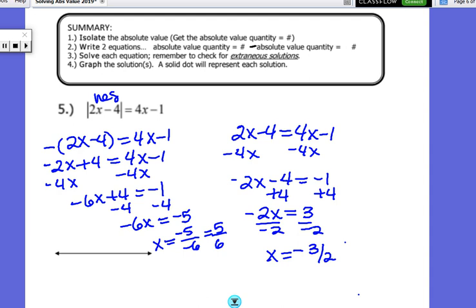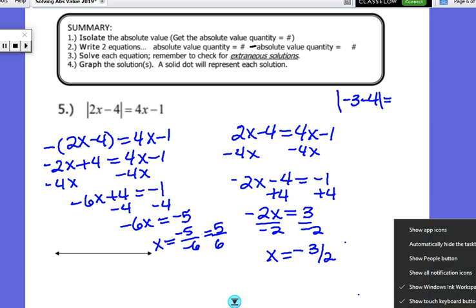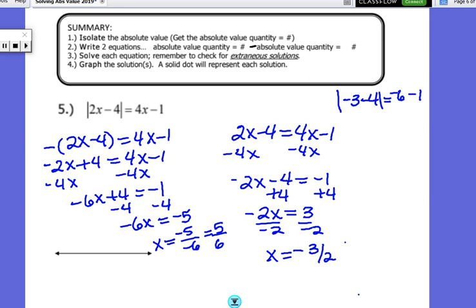Alright, let's check to see which ones work. I always go back to the original equation. Got some fractions. So I've got the absolute value of 2 times negative 3 halves, which is negative 3, minus 4, is equal to 4 times negative 3 halves, which is going to be negative 6, minus 1. Well, the absolute value of negative 7 equals negative 7. Well, 7 equals negative 7? That one doesn't check. That one's extraneous.